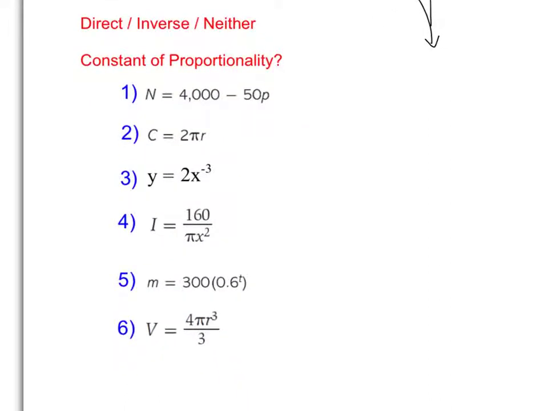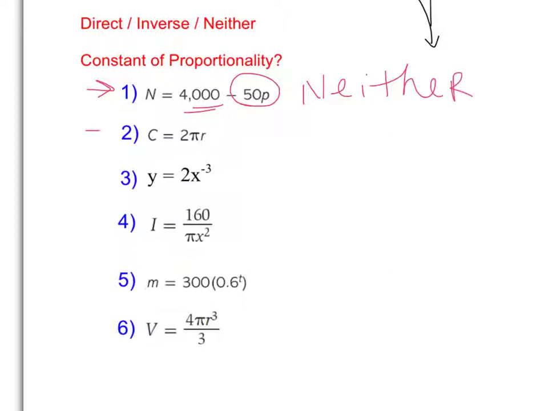The first example has that 50 times p, so it looks like it would be direct, but because there's an extra part added or subtracted on there, this makes it neither. That y-intercept ruins it from being direct.